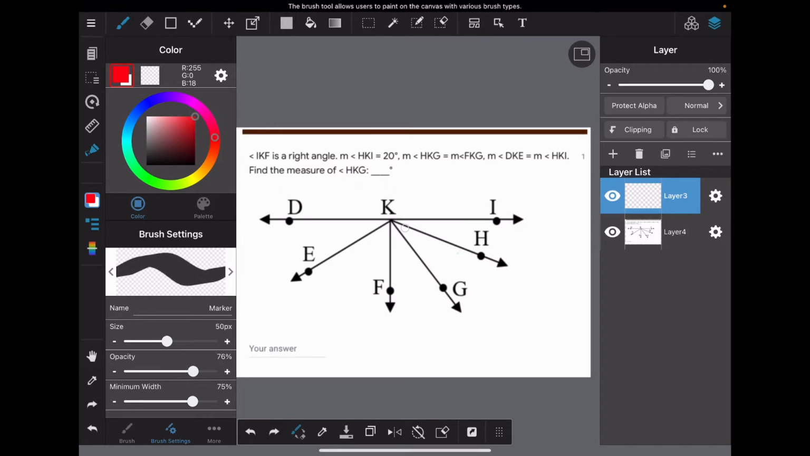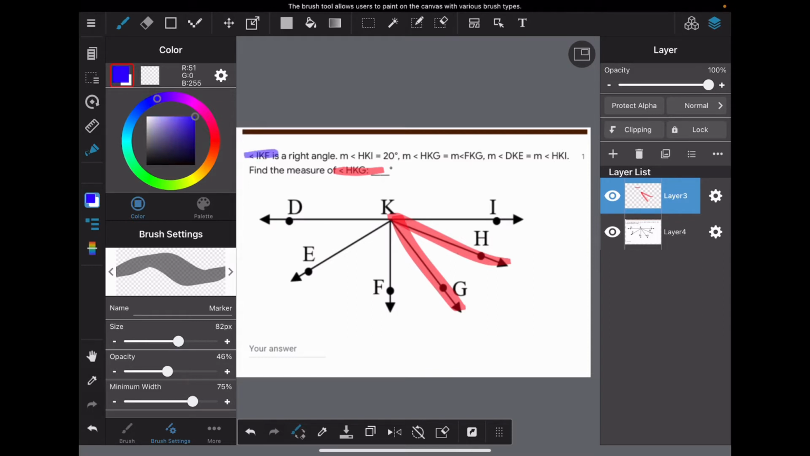So the angle we want to find the measure of is HKG. So I'm going to go ahead and highlight that. We start at the H, go to the K, and down to the G. And I'm going to make that look neater. So we have angle HKG. What other information does it give us?